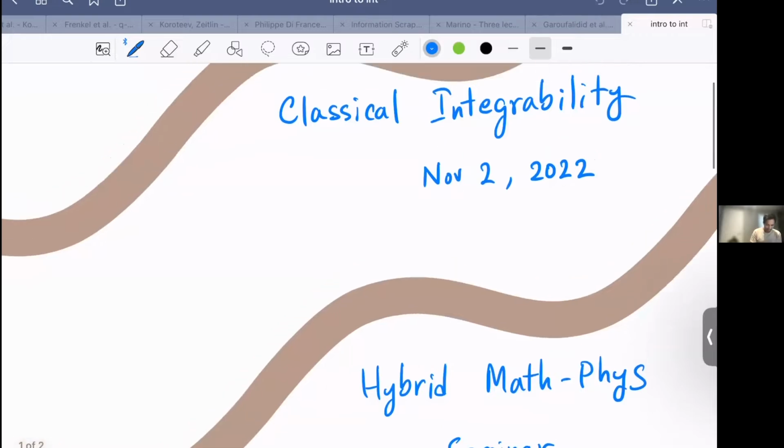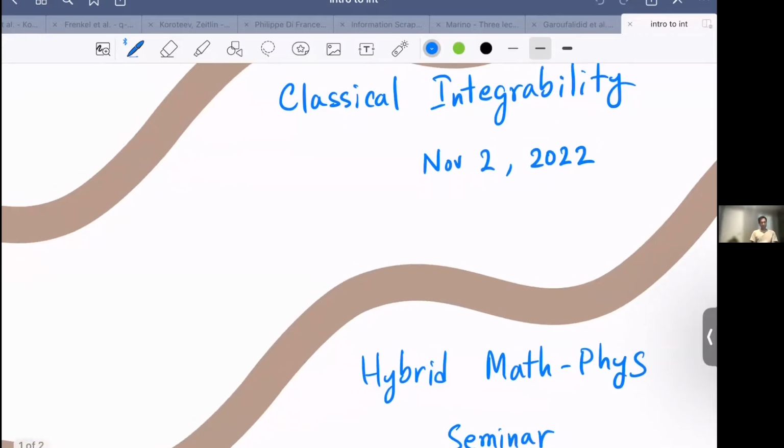Well, as you can see from the title, I will be talking about classical integrability today. My main idea was to talk about integrable spin chains, which are quantum integrable systems, not classical, and explain how these things are related to gauge theories.